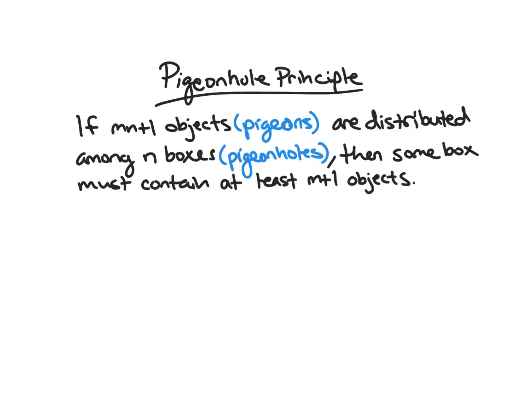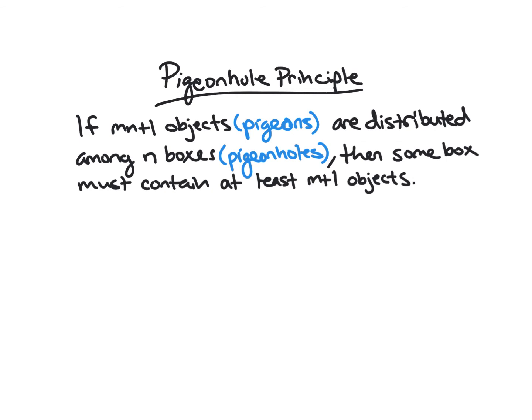So now we're ready for the general statement. So first of all, this is kind of an outdated reference because people don't really use carrier pigeons to transfer messages anymore. But this works for anything where you're distributing something into different categories, okay? So if we have m times n plus 1 objects, these are our pigeons, distributed into n different boxes, the pigeonholes, then we're saying at least some box must contain at least m plus 1 objects.